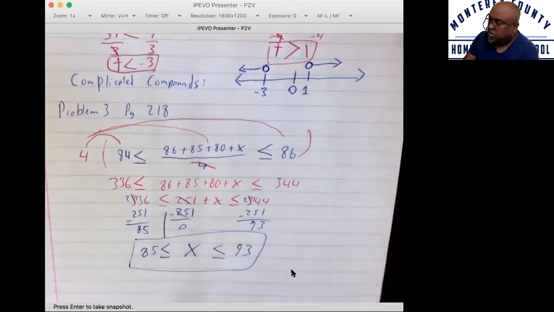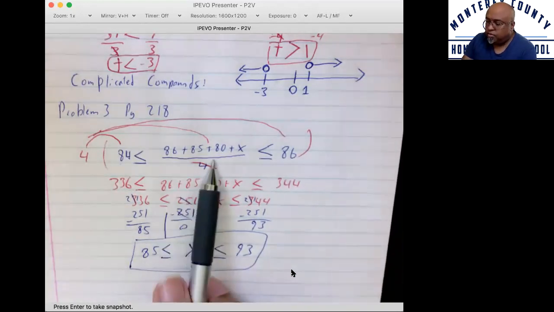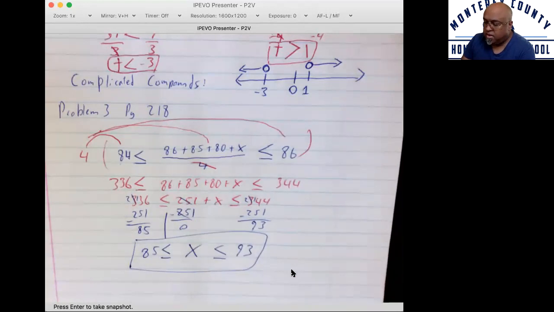Now I've made my inequality statement here. So what does this mean? This means that given these test scores, in order for me to get a B in the class, my last test score has to be 85 all the way to 93. If it's higher than 93, then that would give me a B plus. If it's lower than 85, that would give me a B minus. But in order to get a B, my score has to be between 85 and 93.